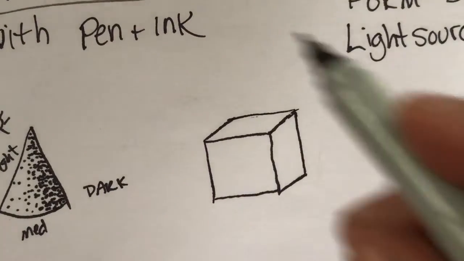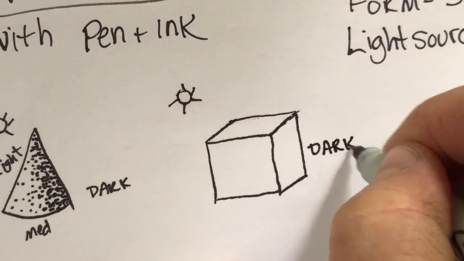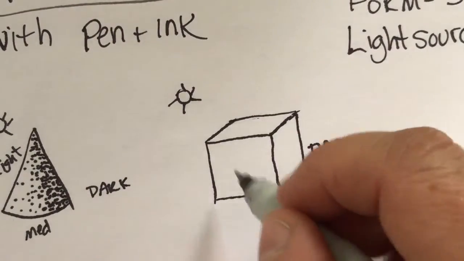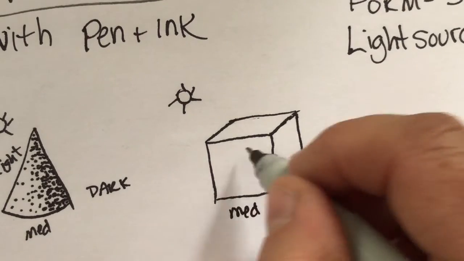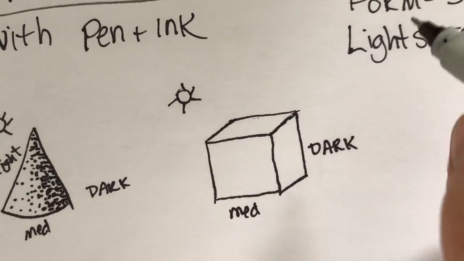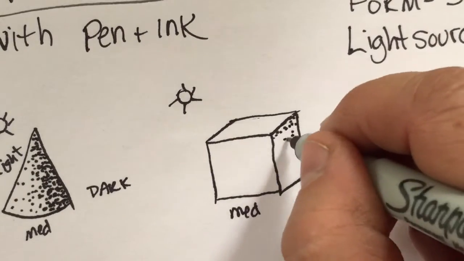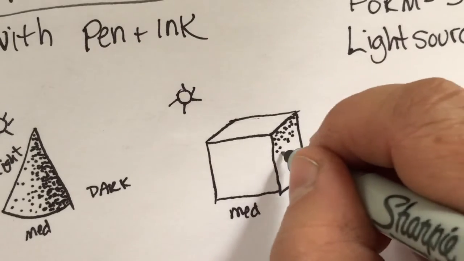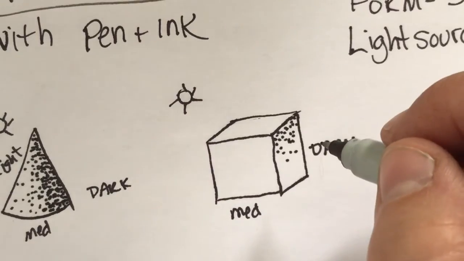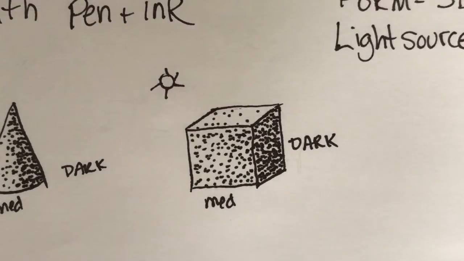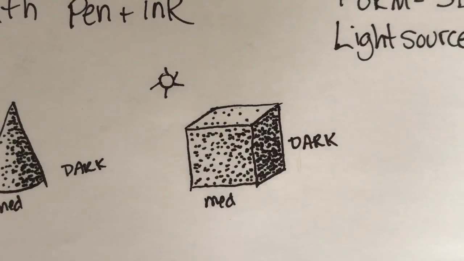Okay, that's our cube. We have a light source. All right, we have our side that's dark because this is the furthest from the light. Our medium is going to be on this front face, and then the light is going to be on the top. So when we fill in the dark, you can see what we're doing, kiddos. You're going to spend a couple minutes and you're going to do your darkest dark here, your medium tone here, and your light there. So why don't you give that a try? When you're all done doing your stippling on your box, it should look something like this.